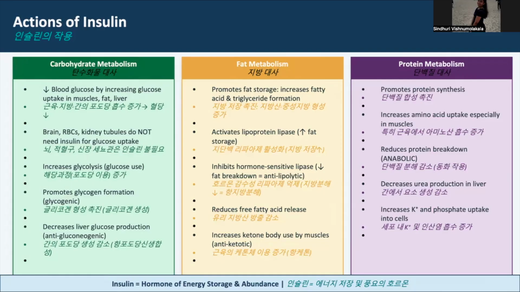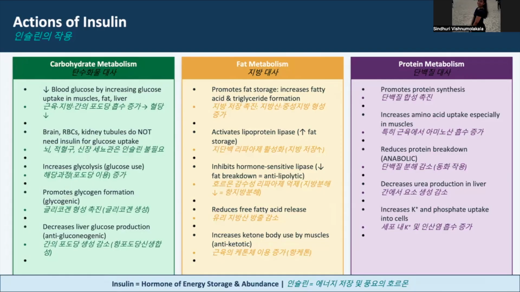Now the protein metabolism. It promotes the synthesis of protein. It increases amino acid uptake, especially into the muscle. The breakdown of protein is reduced, which is anabolic.